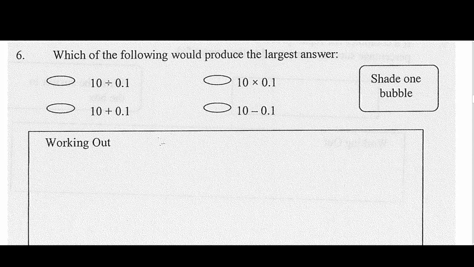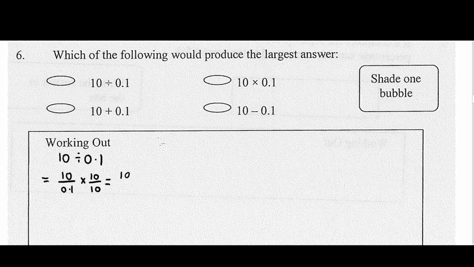Number 6. Which of the following would produce the largest answer? Okay, 10 divided by 0.1. Let's figure each one of these out. That's the same as saying 10 over 0.1. Now, if I multiply a fraction by another fraction which has the same numerator and denominator, so for instance 10 over 10, it stays the same.